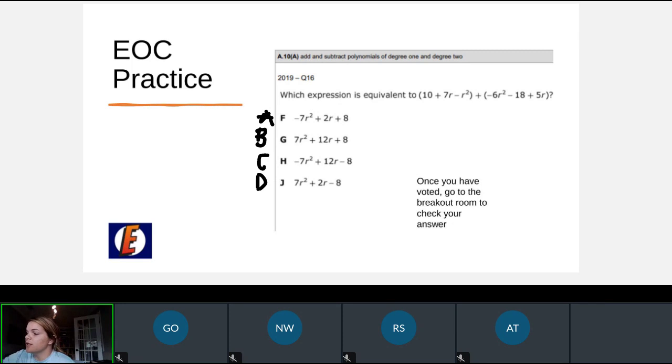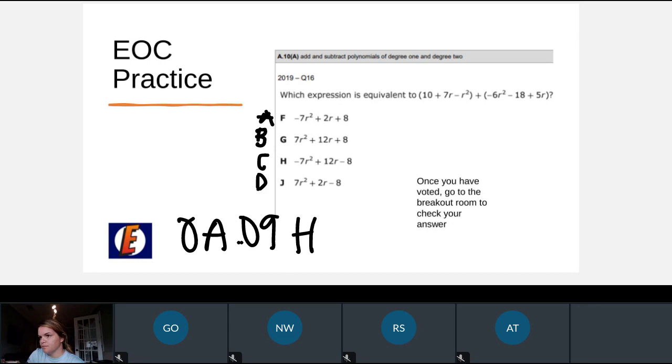Once you check your answer, if you got it correct, you are going to go to 0A.09 homework. If you did not get a 100% on it, I want you to make those corrections and then raise your hand again. Okay, if you did get a 100% on it, then you can go to today's lesson in the course.